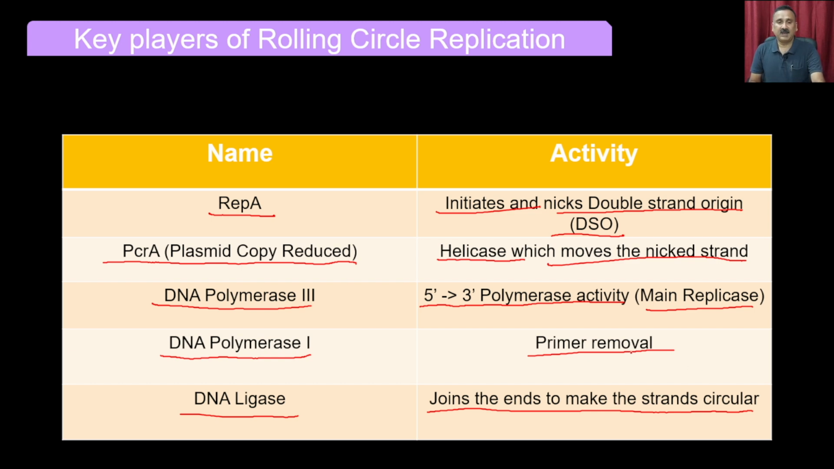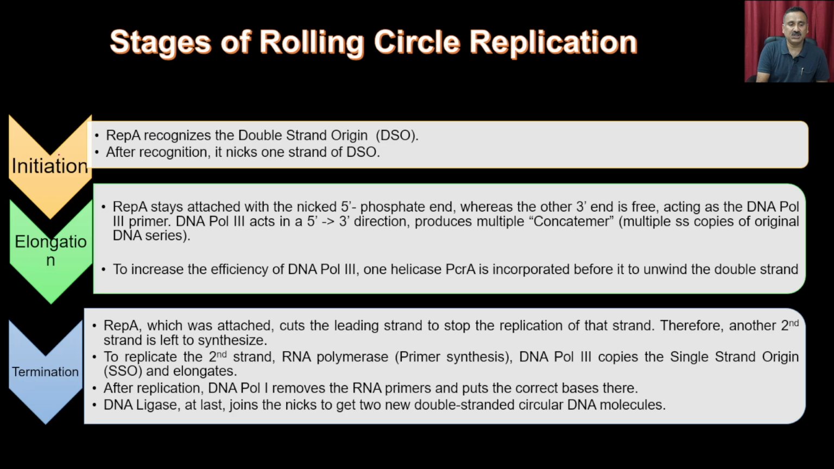Now, these are some of the steps you are going to perform: initiation, elongation and termination. In the initiation, RepA is going to recognize the double stranded origin. For example, you have the circle, and suppose this is the place where you have the double stranded origin, or DSO. This allows the sitting of RepA, and after recognition it is going to make a nick into the upper strand. A nick means it is going to make a break.